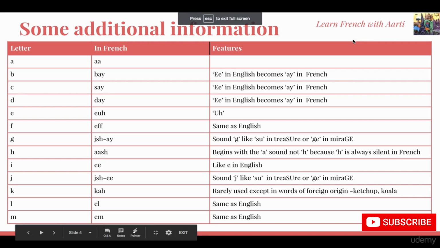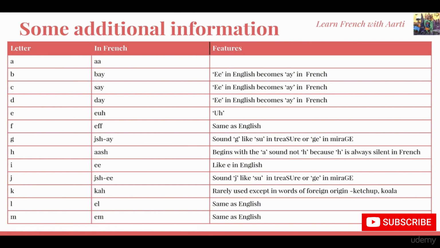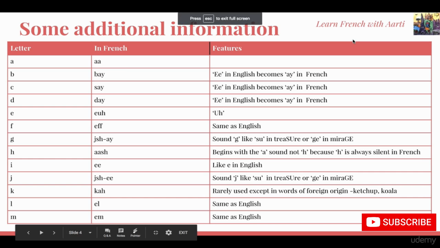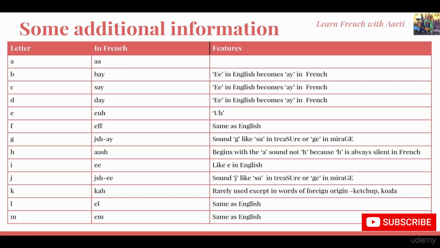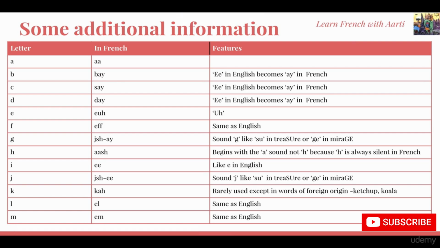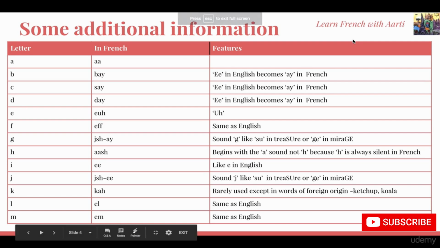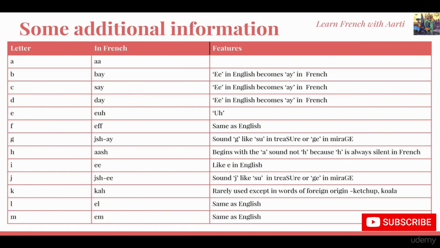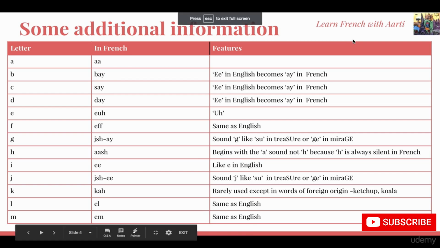Again, D becomes they. So it's A, B, C, D. E is E, F, same as in English, F. G sounds like J, like in treasure or measure. J. H is ash.